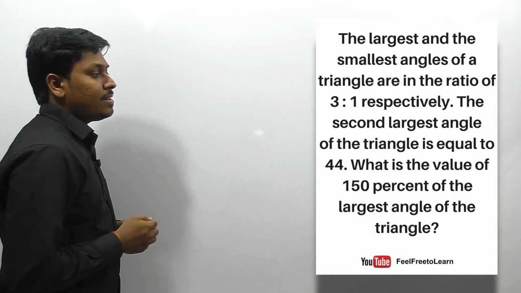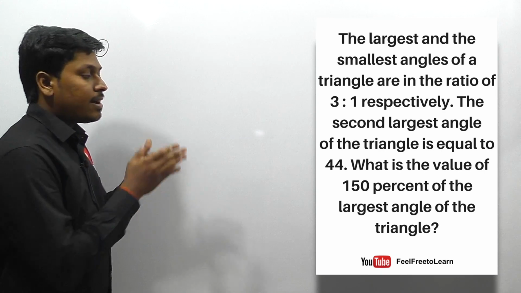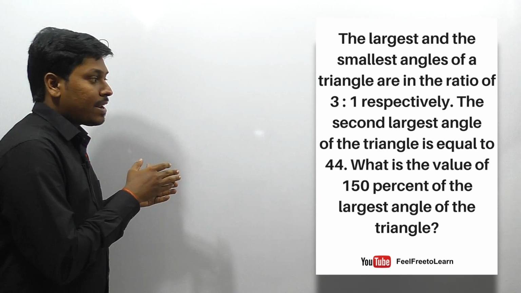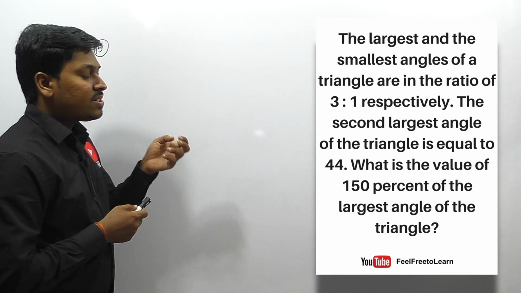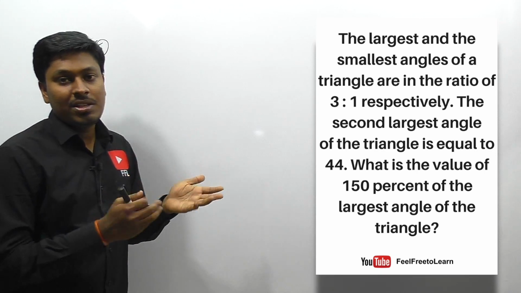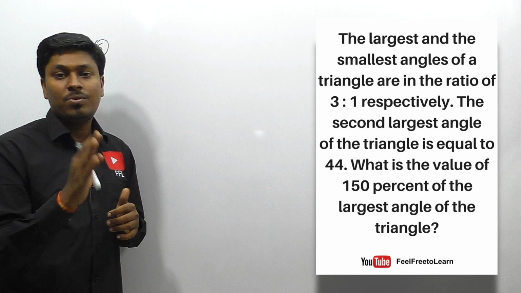The last question in set number 3. The largest and the smallest angle of a triangle are in the ratio 3:1 respectively. The second largest angle of the triangle is equal to 44. So what is the value of 150% of the largest angle of the triangle? So friends, it's one of the easy questions. We already know that a triangle has 3 angles, and the sum of the 3 angles is equal to 180 degrees.